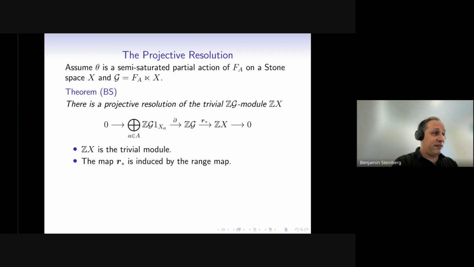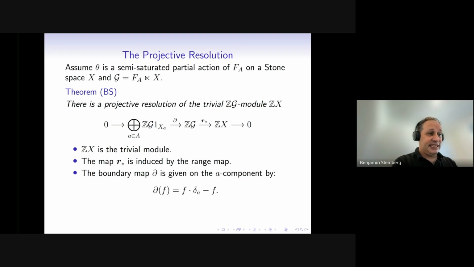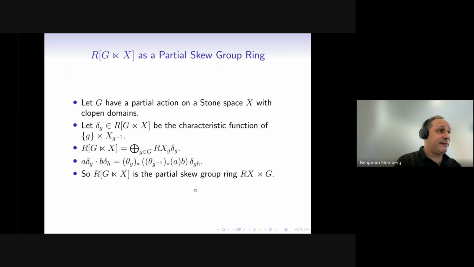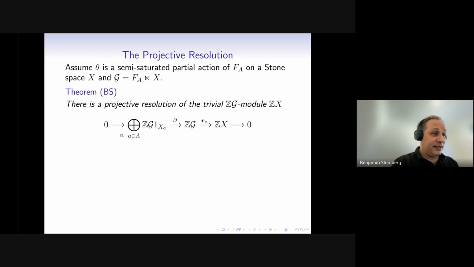So ZX here is a trivial module. R star is induced by the range map, and this is how the boundary map works. On the A component, the component corresponding to A, I multiply F by delta A and I subtract F. Remember, delta A was, I'll just go back a second. Where's delta A? Oh, delta A is the characteristic function of A across the domain of A. That's what delta A was, in case you've forgotten. So that's the guy I use.